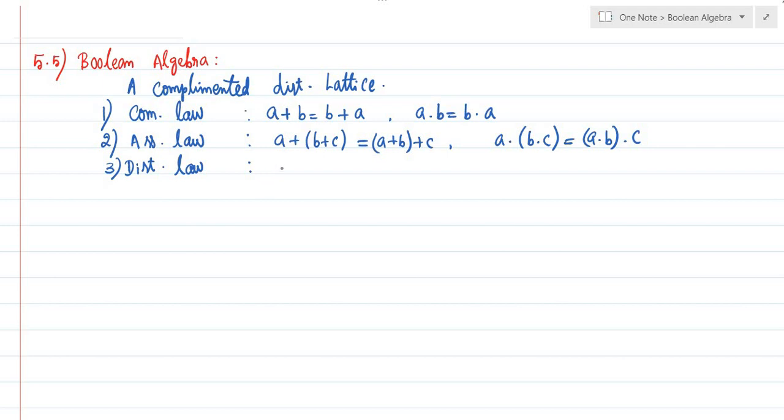Third one, distributive law. Here also we are considering three different elements, but the operators are different here. In the associative law, the binary operators are the same, but here they are different. A plus (B dot C) is equal to (A plus B) dot (A plus C). Similarly, you can rewrite it like A dot (B plus C) is equal to (A dot B) plus (A dot C).